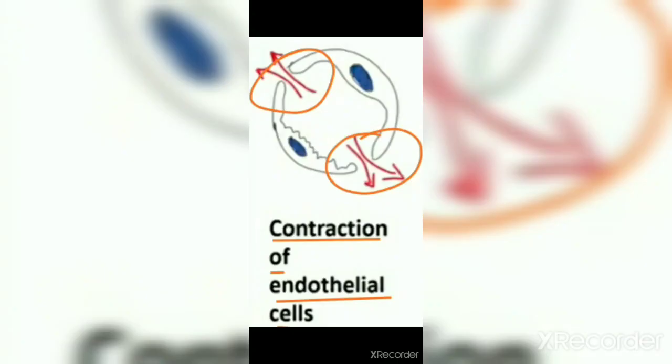This is the first mechanism, contraction of endothelial cells. What happens here, as you can see, is that the endothelial cells contract, so there will be increased space between the endothelial cells, and this promotes vascular leakage. This is the first mechanism and it is an immediate transient response.